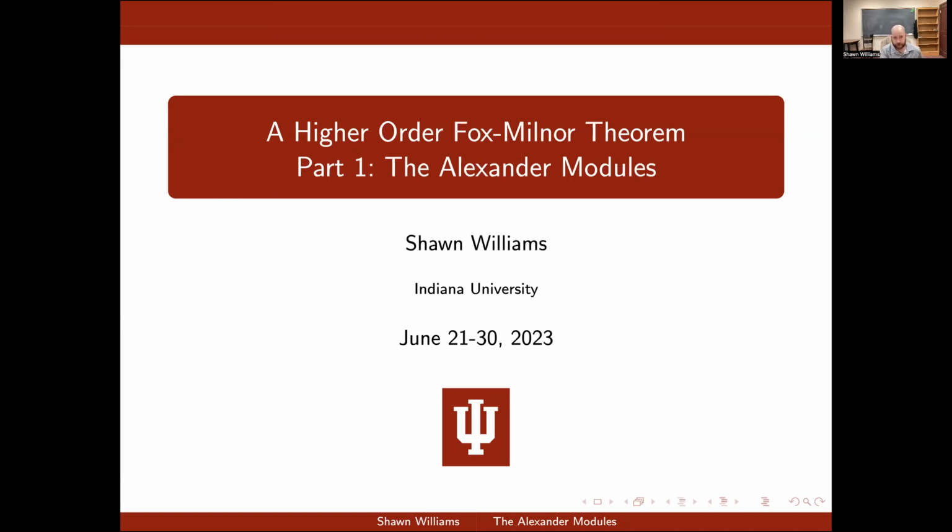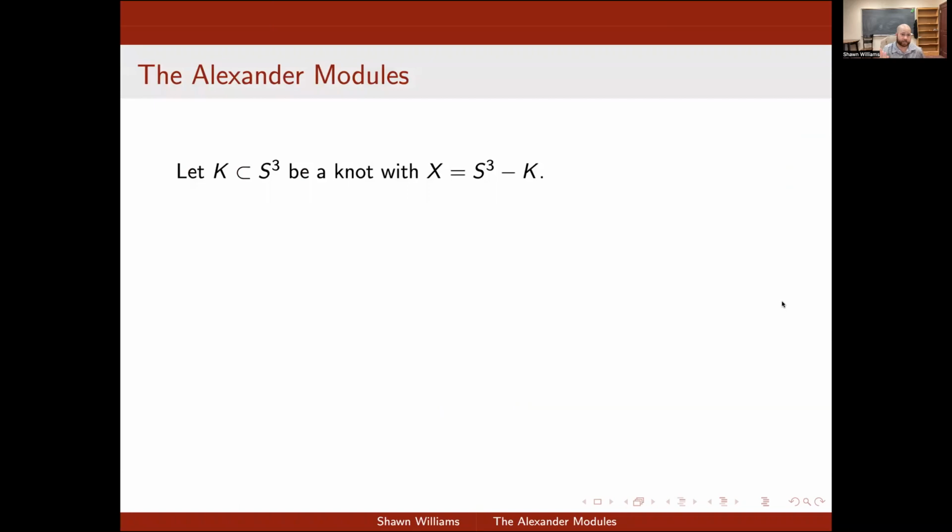So to start off, I want to define the classical Alexander module. Given some knot in the three-sphere, I want to denote its complement by X, and I want to consider its universal abelian cover, which we'll call X naught. This is the regular cover of X with fundamental group the commutator subgroup of the fundamental group of X. So its deck group is just the homology of the knot complement.